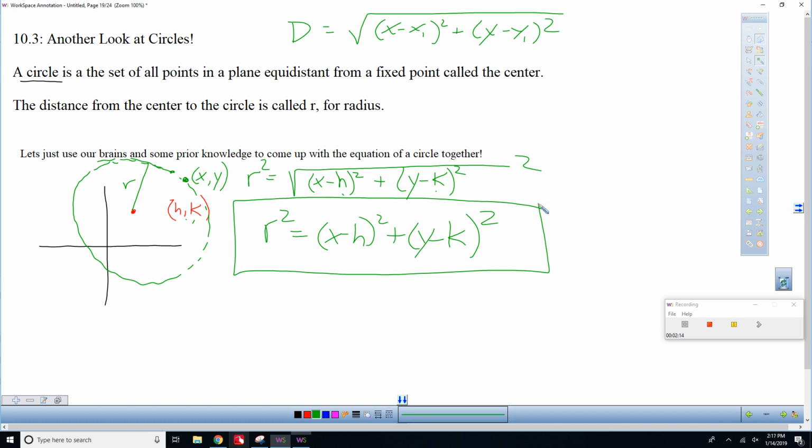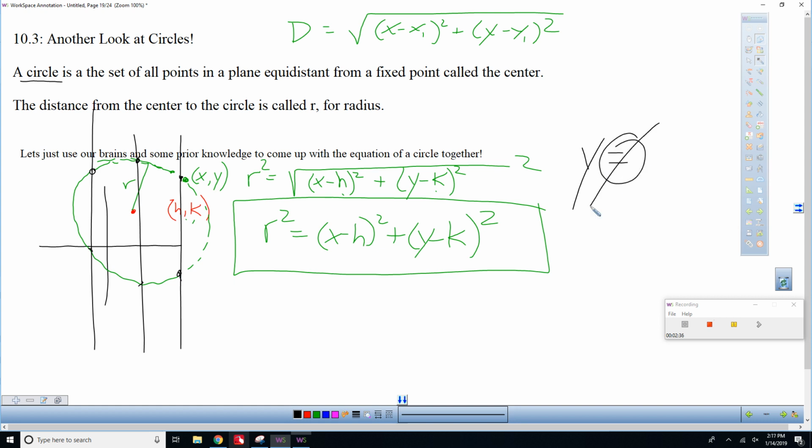Keep in mind, for a circle, it is not a function. Look, this thing is failing the vertical line test all over the place. Not a function, which is why we cannot write a circle equation as y equals. We cannot, because it is not a function. This is the general equation for a circle.